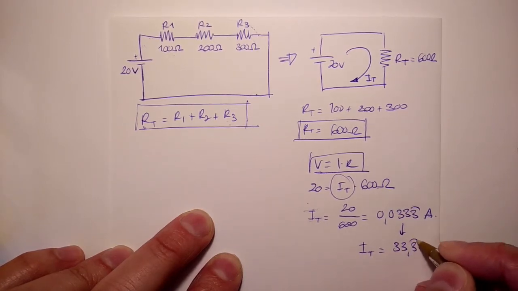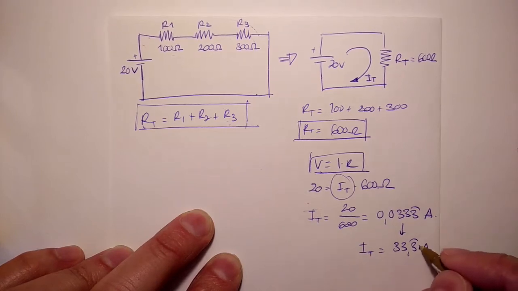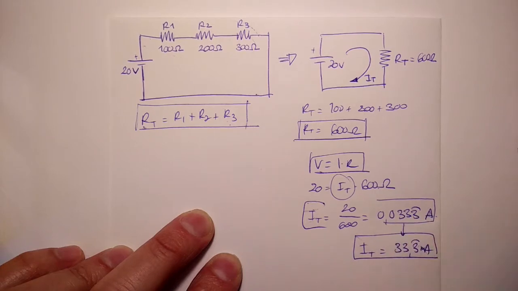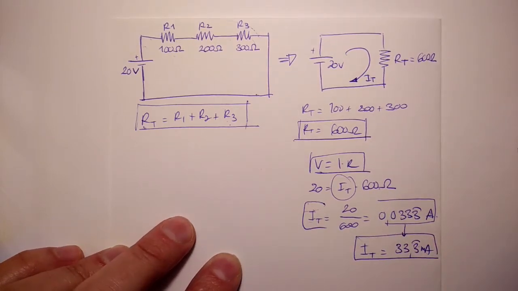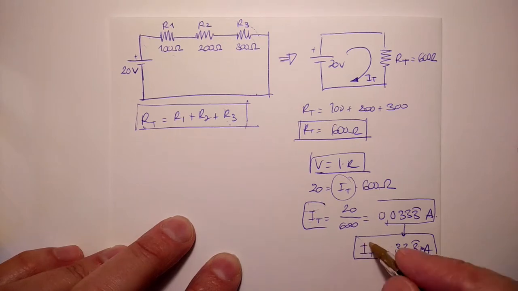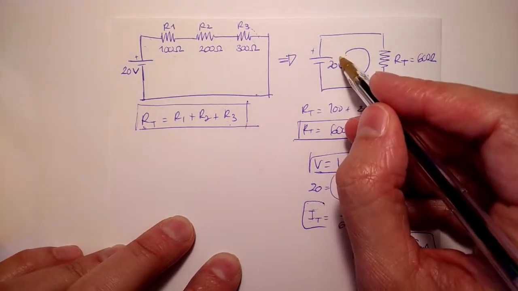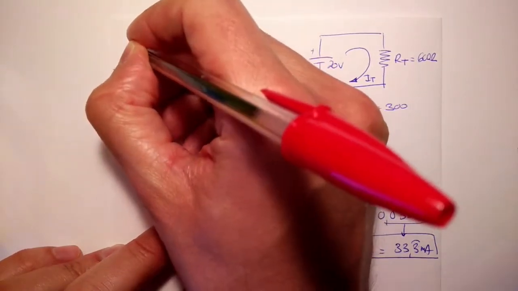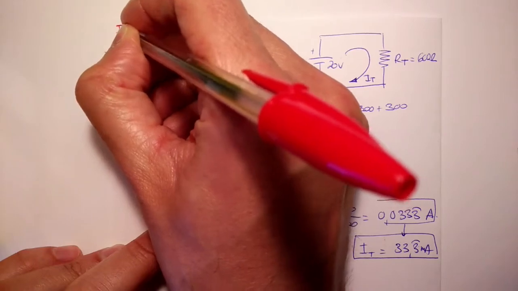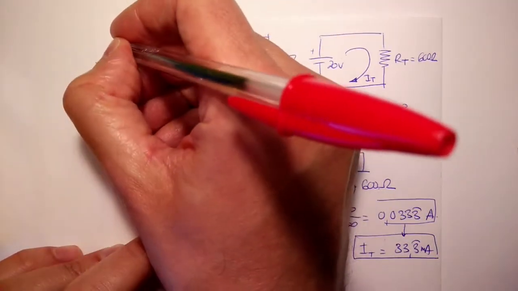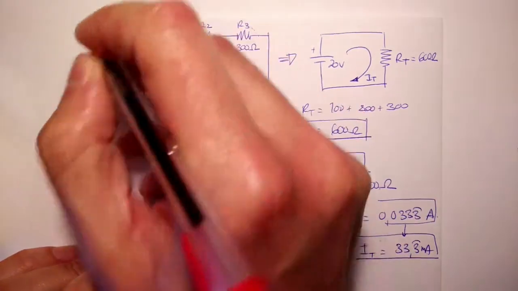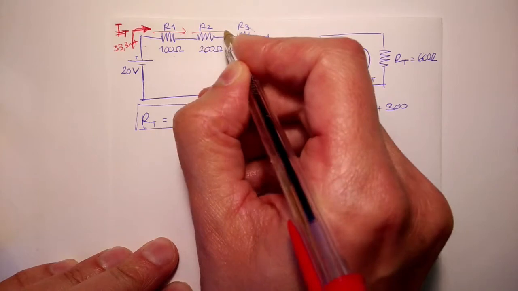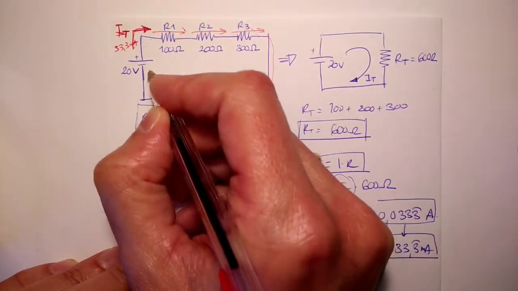Now, what is the total current, or I? The total current I comes from the source. So, 33.3 milliamperes total current passes through resistances R1, R2, and R3, and it returns to the negative pole of the source. With the pure series circuit, pure, not mixed, as there is no other path for the current to take, it passes through resistors R1, R2, and R3.